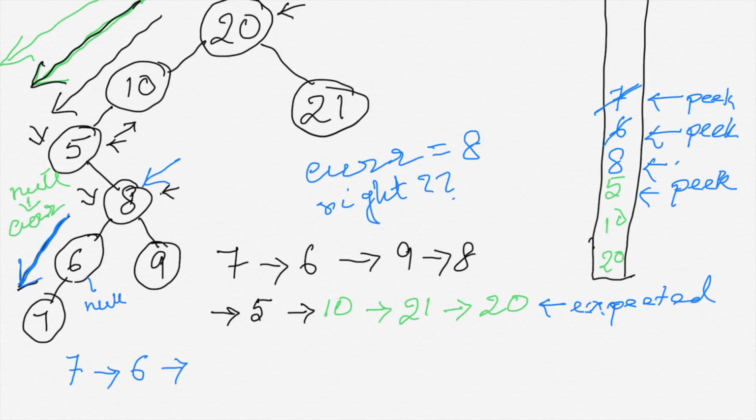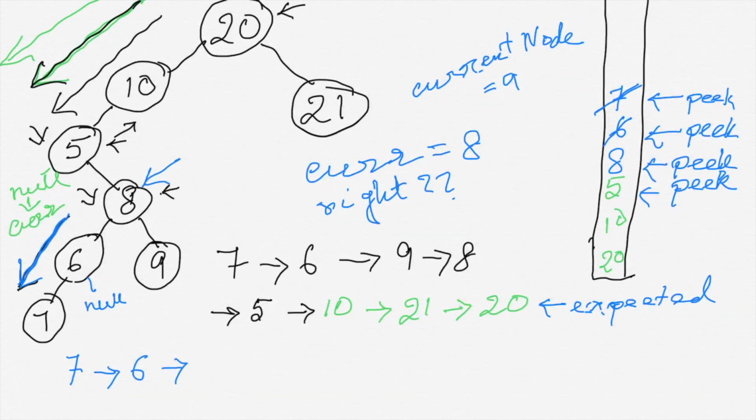Now we do a peek here. We are at 8. We see whether it has a right child or not. We see it has a right child. So whenever there is a right child, we make that the current node. If there is none, we don't change the current node pointer, and the current node pointer will be null at all those times. So now the current node is 9.